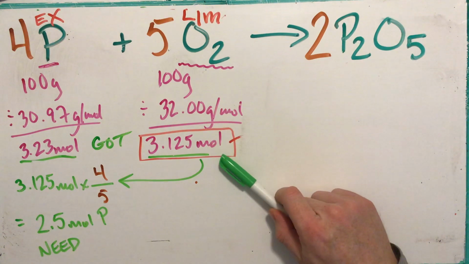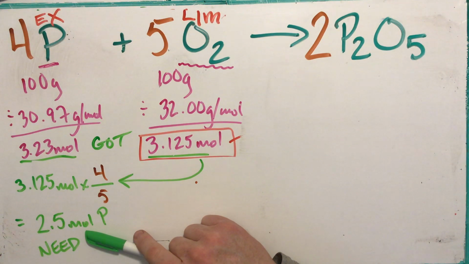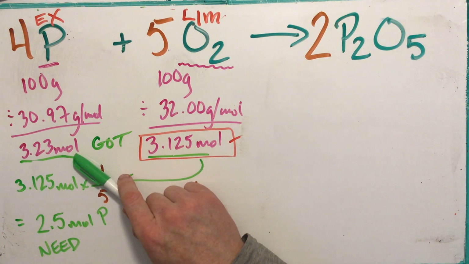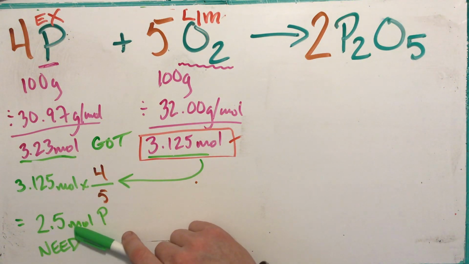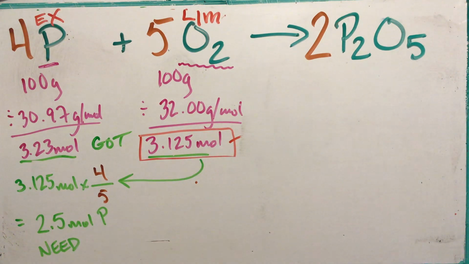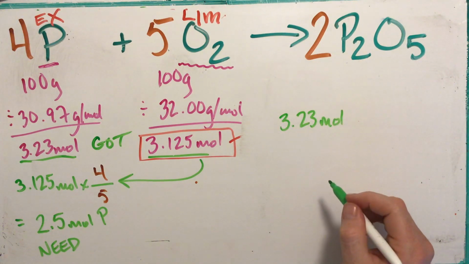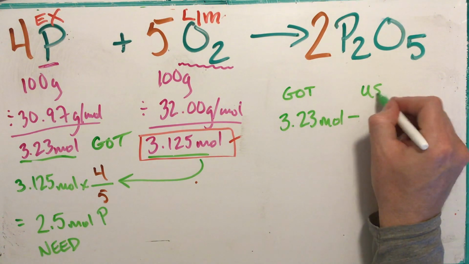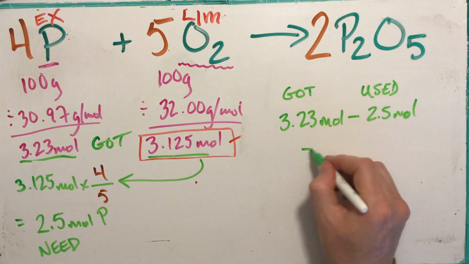All of this gets used up. I already proved it. It's my limiting reagent. When all of this is gone, I will have used up 2.5 moles of phosphorus. All right? I need 2.5 moles when all this is gone. I've got 3.23 moles of it. So now what I'm going to do is take what I have and subtract what gets used up when I burn this off. So I'm going to take 3.23 moles, right? This is how much I got, and I'm going to subtract what I used up, or what I needed, and that's 2.5 moles.